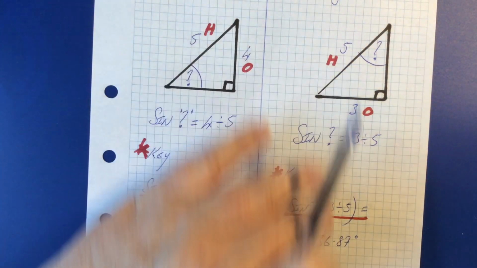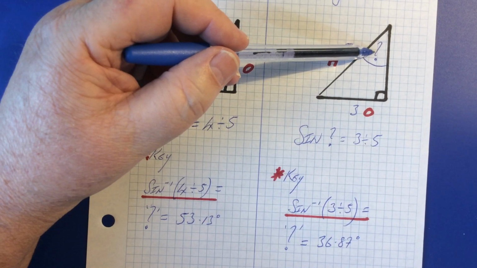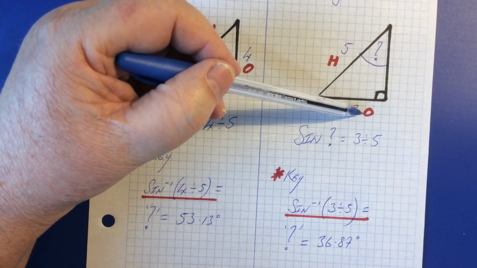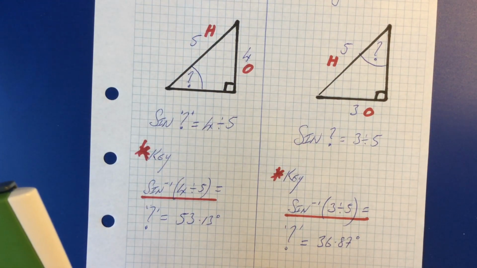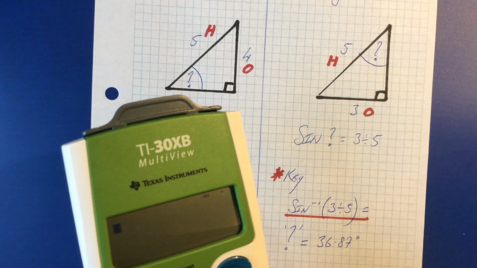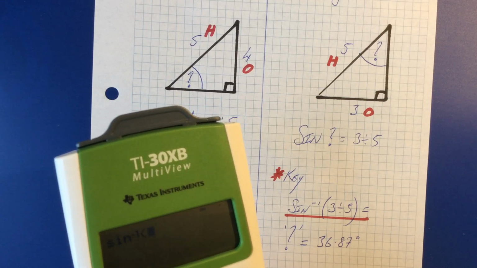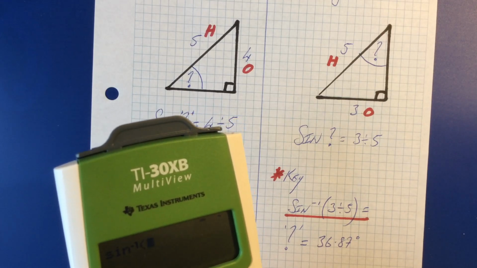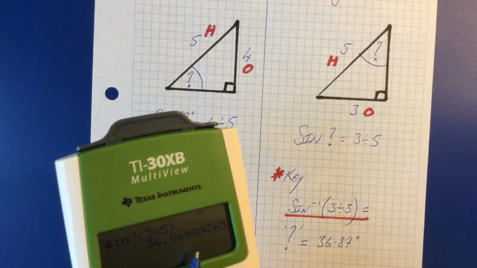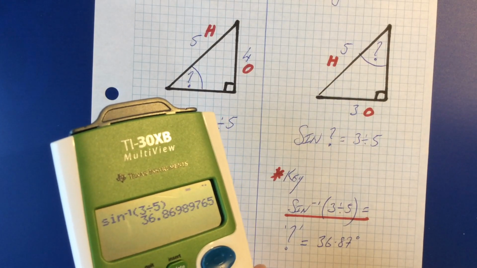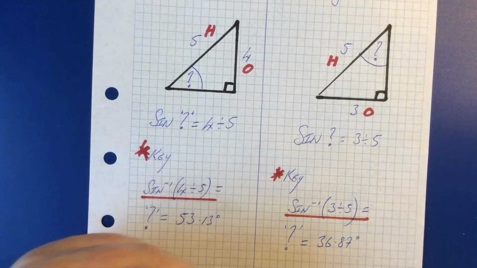Now, coming over to this one, all that's changed is the location of the angle and therefore the location of the opposite side. We do exactly the same thing, but with different numbers. So, second function, sine, that gives us sine -1. 3 divided by 5, close the bracket, push go. 36.87, shall we say. Hope you can see that. There we are, which I've rounded to 36.87.